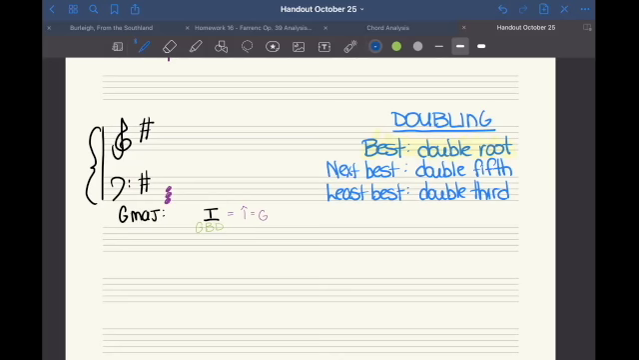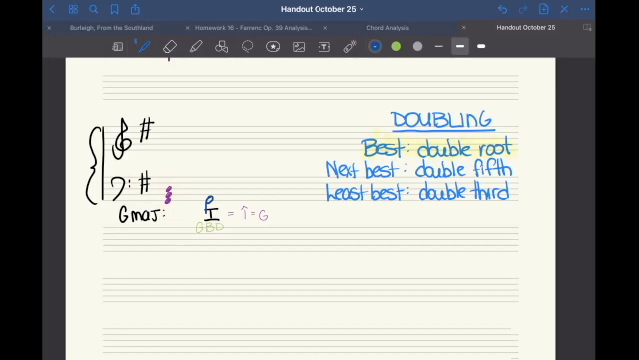What does root position mean? That means the root is in the lowest voice. And we know from this guy over here that our root is G. So that tells us that we are going to put a G in the bass voice. So I'm going to go ahead and stick a G with its stem going down in the bass voice.